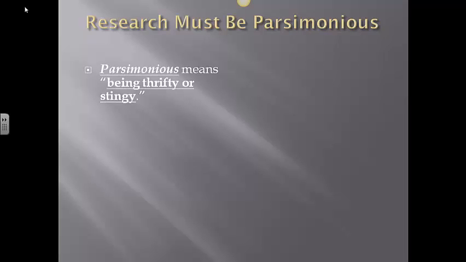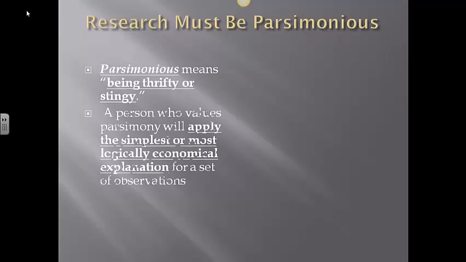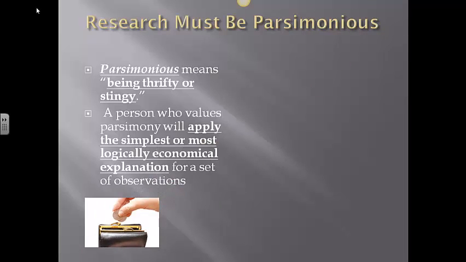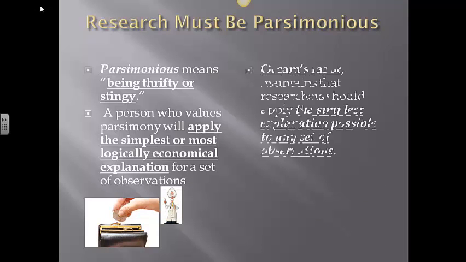So research also has to be parsimonious, which means being simple and stingy. We don't want to be exorbitant. We don't want to be illogical. We want to keep things very economical. It's like pinching pennies. We want the simplest explanation possible when we're doing our research. Also referred to as Occam's razor.